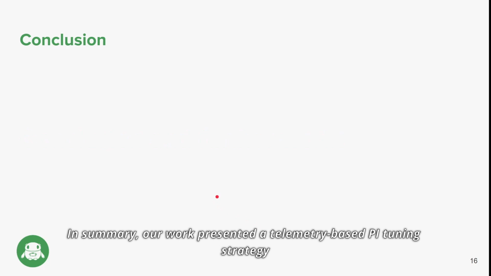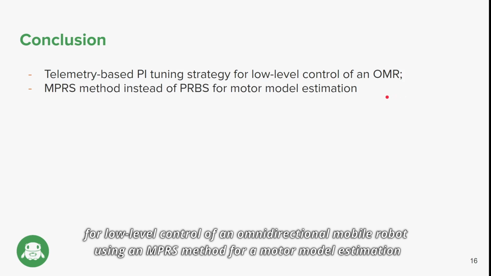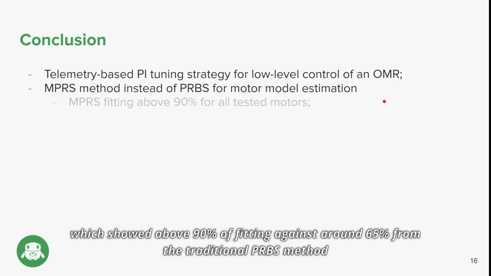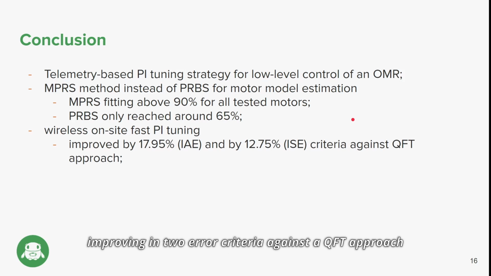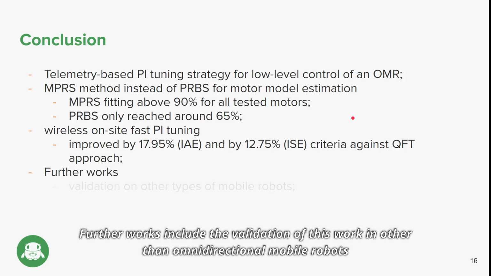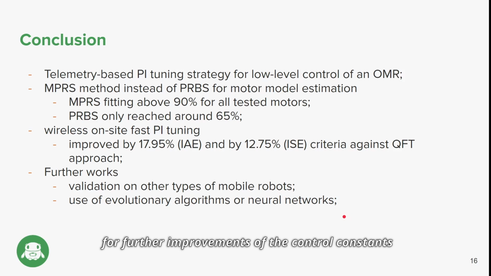In summary, our work presented a telemetry-based PI tuning strategy for low-level control of an omnidirectional mobile robot. Using an MPRS method for motor model estimation, we showed above 90% of fitting against around 65% from the traditional PRBS method. We also introduced a wireless fast PI tuning using a real scenario, improving the error criteria against the QFT approach. Further works include the validation of this work in robots other than omnidirectional mobile robots, such as differential robots or aerial robots, and the use of machine learning for further improvements of the control constants.